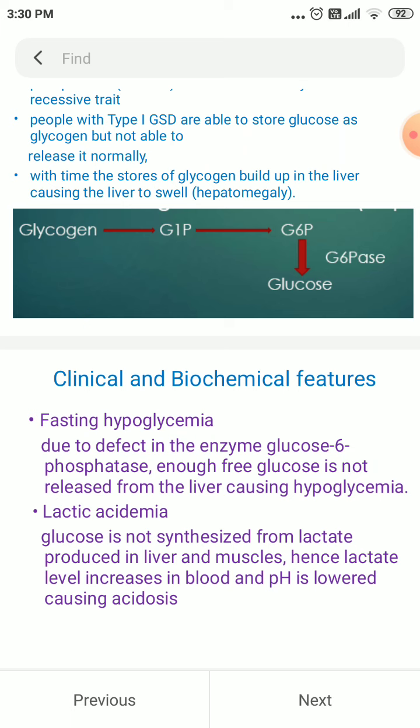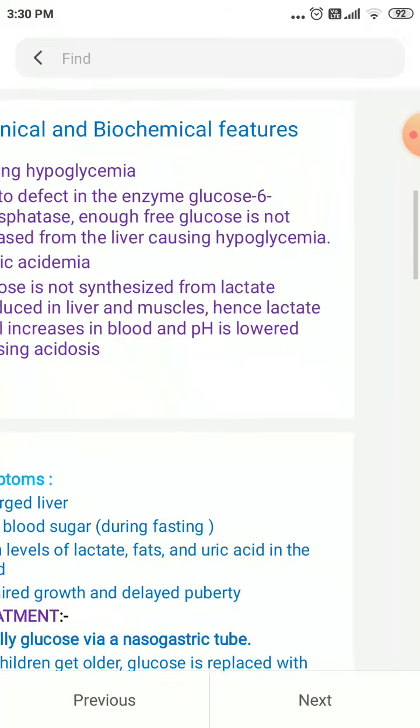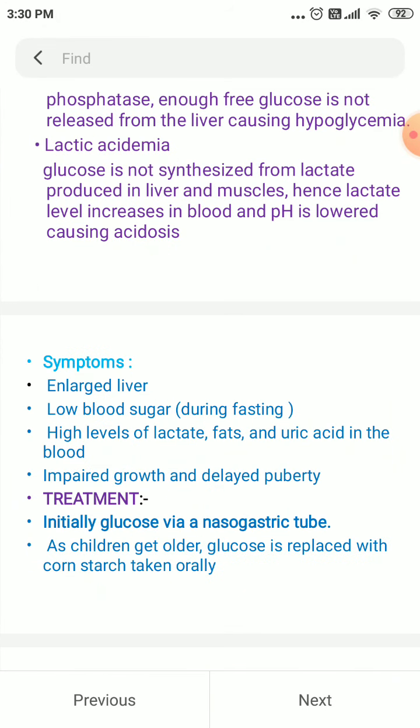Coming to lactic acidemia, glucose is not synthesized from the lactate produced in the liver and muscles. Hence the lactate level increases in the blood and the pH becomes lower, resulting in acidosis. That is lactic acidosis, and if it is found in the blood, we call it lactic acidemia. So the clinical symptoms of von Gierke's disease are fasting hypoglycemia and lactic acidemia.